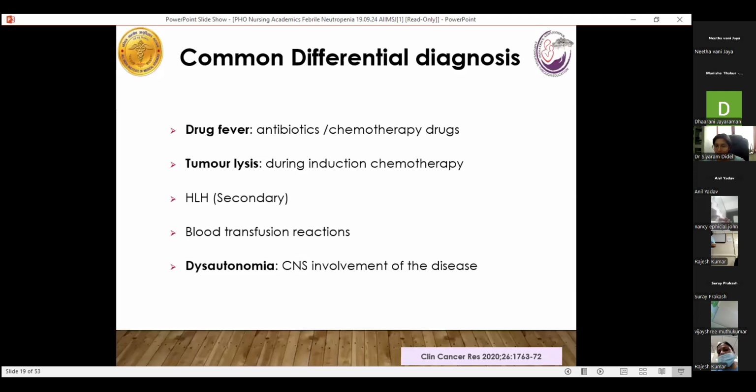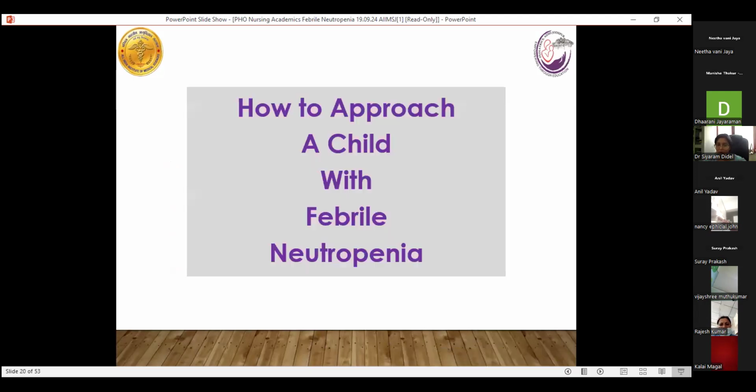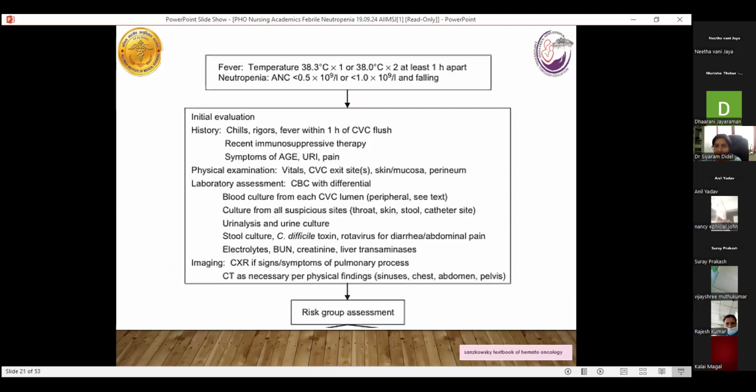Then, if the child is being monitored for tumor lysis, if tumor lysis is going on in the child during the induction phase of chemotherapy, at that time the child can also have fever. Then it could be because of HLH, blood transfusion reactions, or dysautonomia if there is CNS involvement because of the disease.